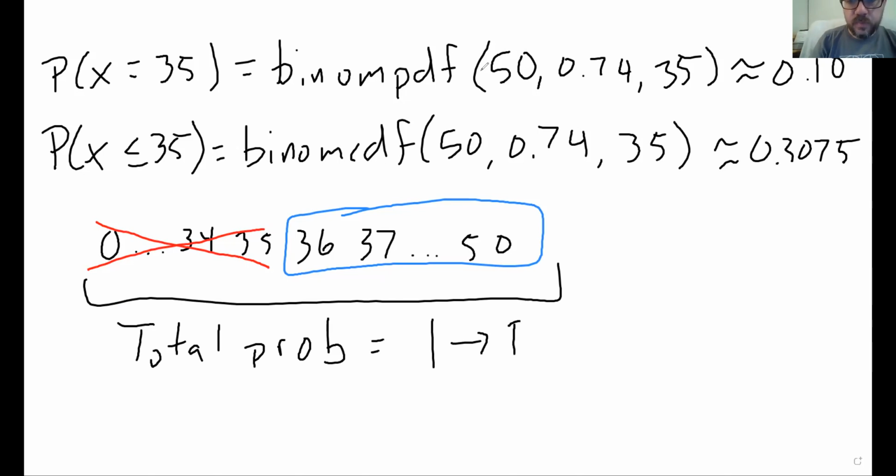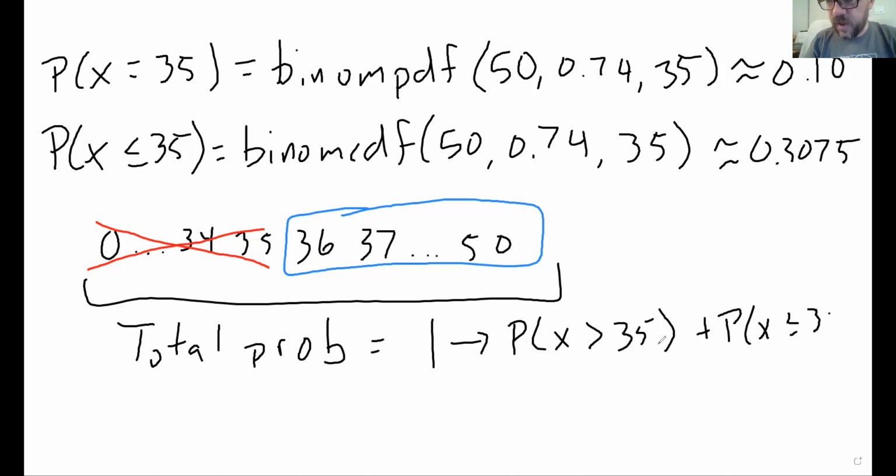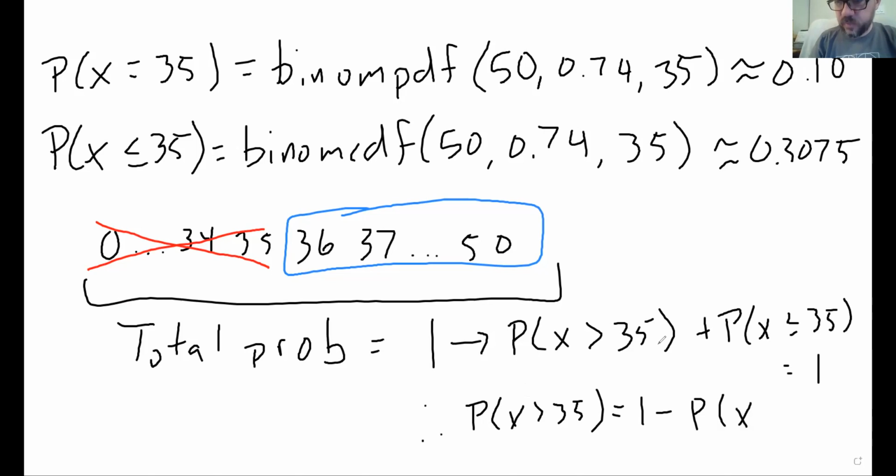So the probability that x is greater than 35 equals 1 minus, well, let me do this differently. Let me say that the probability that x is greater than 35 plus the probability that x is less than or equal to 35 equals 1. So therefore, that's the symbol for therefore, by the way, in case you didn't know that. The probability that x is greater than 35 is 1 minus the probability that x is less than or equal to 35.